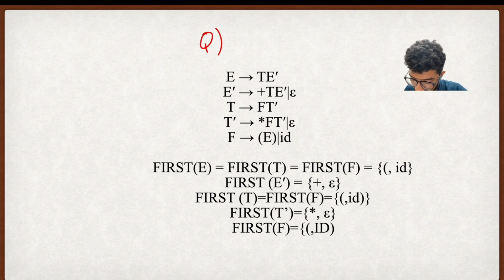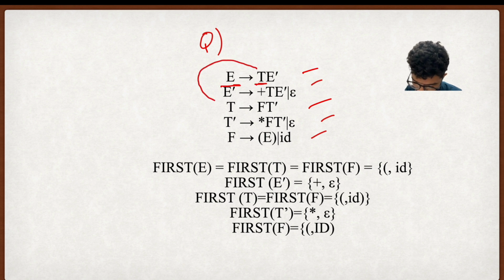So we have a question. E tends to T E dash, and E dash tends to plus T E dash or epsilon, and then we have a set of five grammar rules which we can try. First of E is first of T. If we look at the first of E, then we have T here. Then the first of T is first of F. What is the first of F here? We can see that first of F is open parenthesis and ID. So this is how it has to be solved.